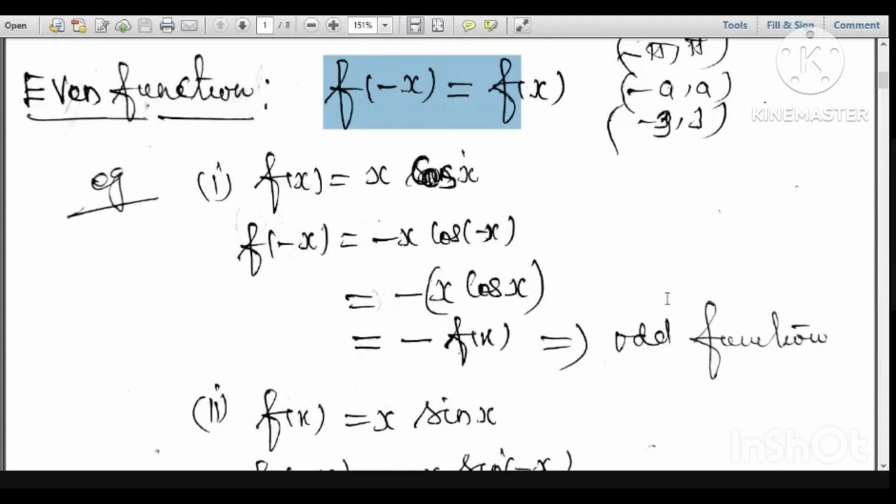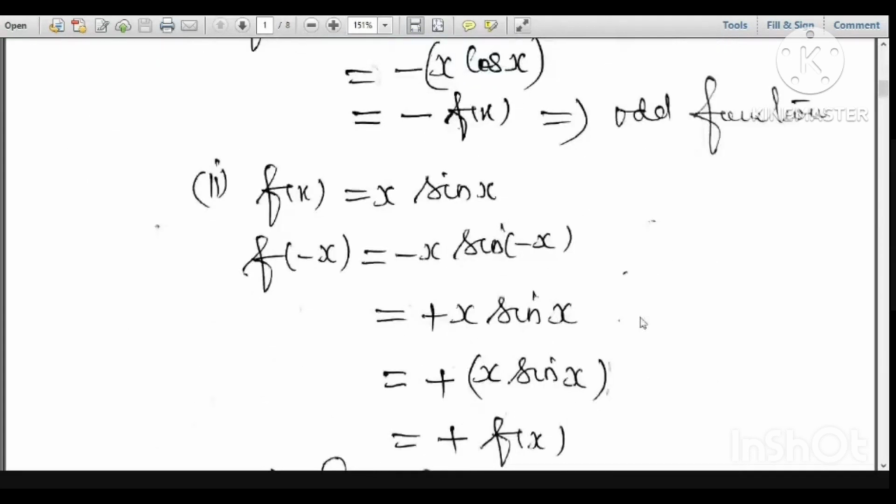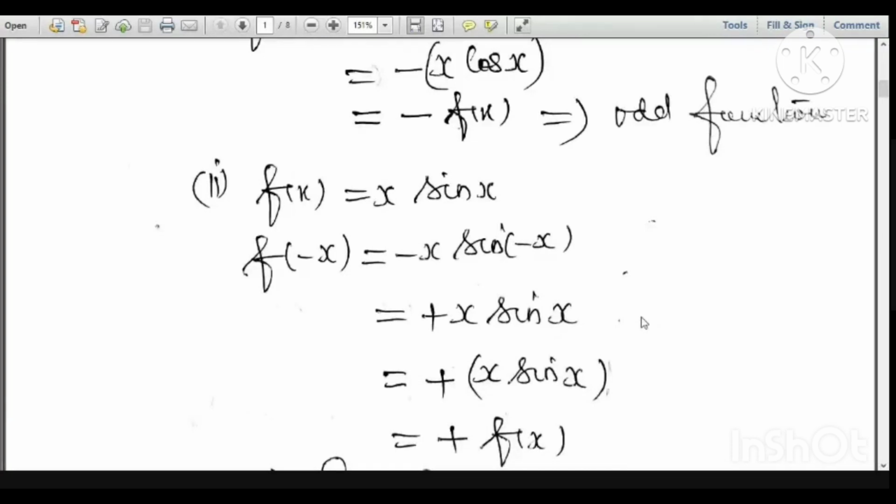Another example, f of x is equal to x sin x. So you have to take f of minus x. So left hand side I have taken as f of minus x. Only cos minus theta is equal to cos theta. It is an even function. 1 by cos minus theta is equal to 1 by cos theta. 1 by cos theta you know very well, secant theta. So cos theta, secant theta will be even function. All other functions are odd function.